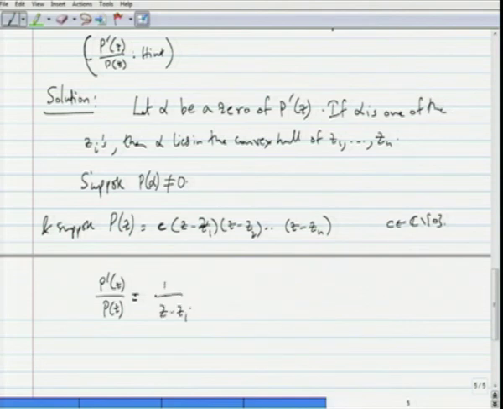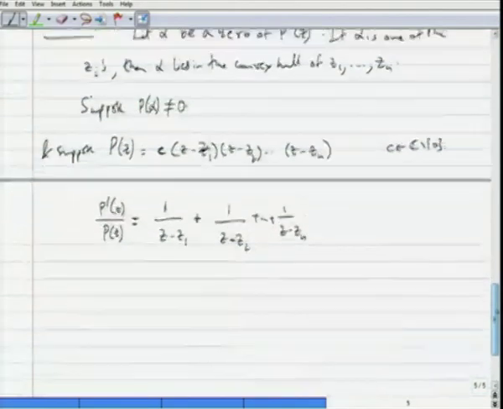So, the factor which is missing in p prime figures in the reciprocal like this, and then p prime is the sum of all these factors. So, it is plus 1 by z minus z2 plus 1 by etcetera, and so on until plus 1 by z minus zn.